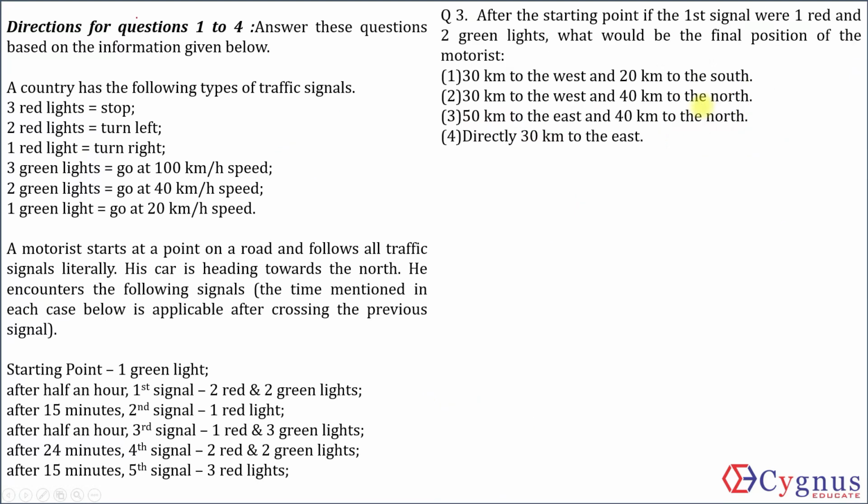After the starting point, if the first signal were one red and two green lights. So he's saying if the first signal was one red and two green lights, what would be the final position of the motorist? I'll just quickly pan out the chart like I did in the previous case. Only this time I don't think you'll need that kind of explanation. I'll just start putting all the signals out there.